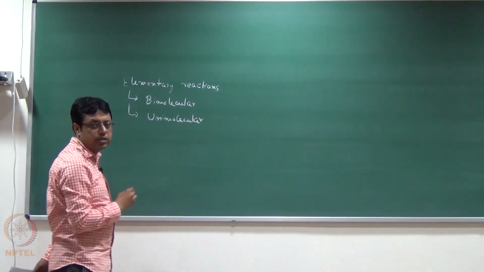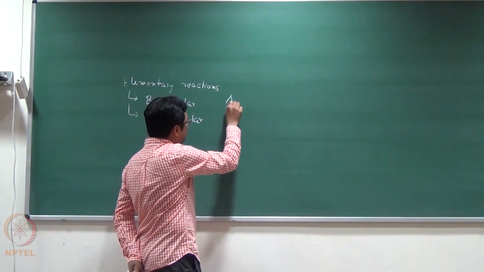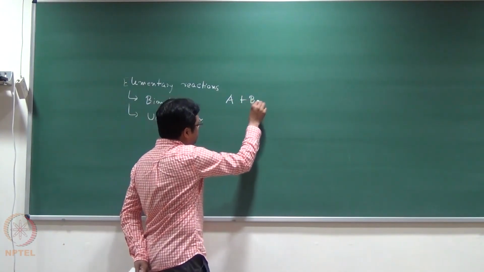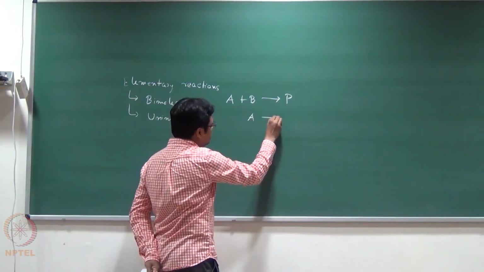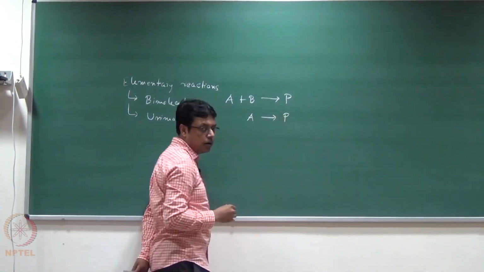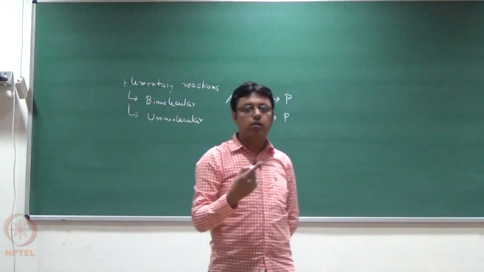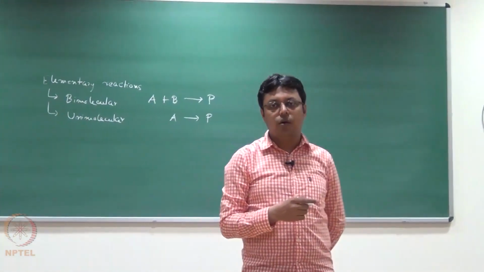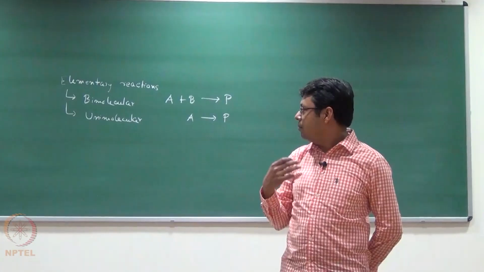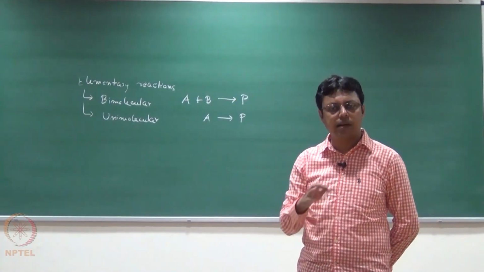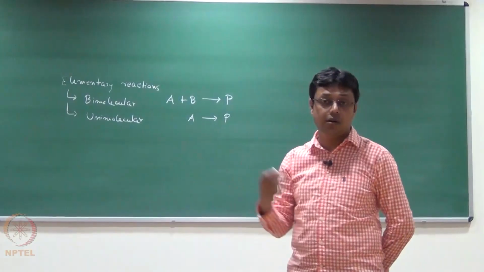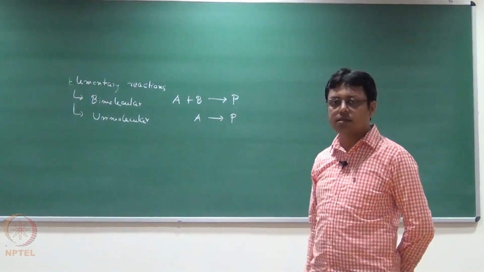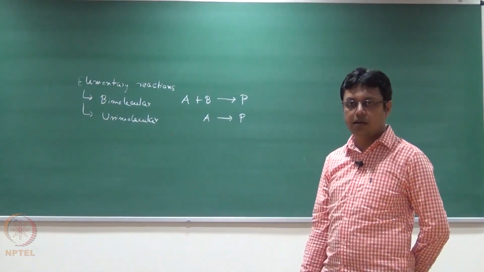In a bimolecular reaction, there are two reactants that give you the product, and in a unimolecular case, a single reactant gives the product. The probability of three-body collision is less, and that's why we say that there is no such termolecular reaction, but there are very few examples where you can have three-body collisions. We'll restrict our discussion to bimolecular and unimolecular reactions.